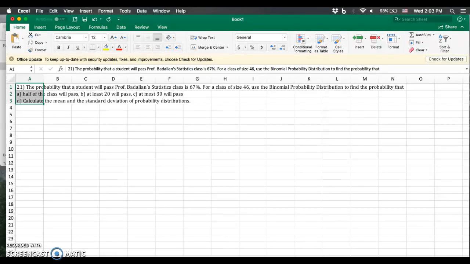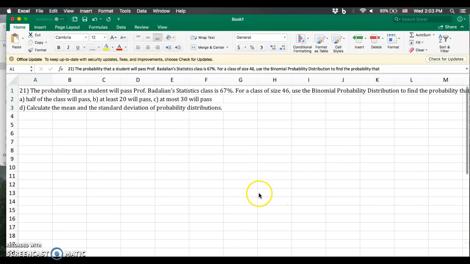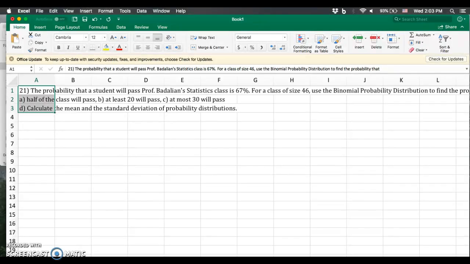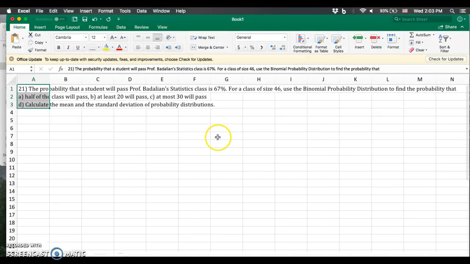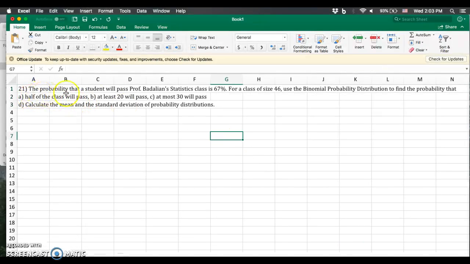From the problem, we know that the student passing rate for statistics class is 67%. We know this class size is 46, and we're going to be using the binomial distribution.